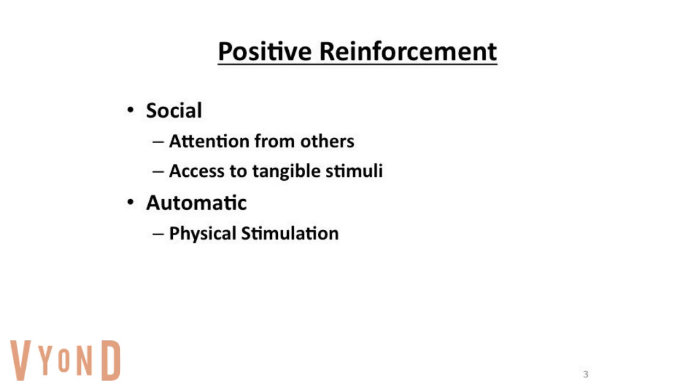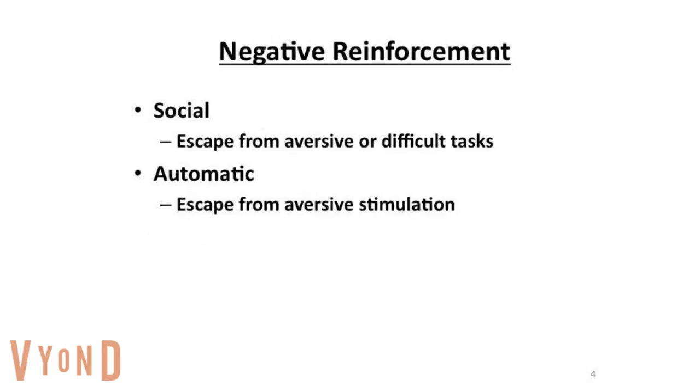So for positive reinforcement, socially mediated would be like attention from others or needing access to stimuli. And then for automatic, that can be some type of automatic reinforcement or stimulation. Socially mediated negative reinforcement would be escape from an aversive or difficult task. And then automatic or non-socially mediated negative reinforcement can be escape from an aversive stimulation or pain.